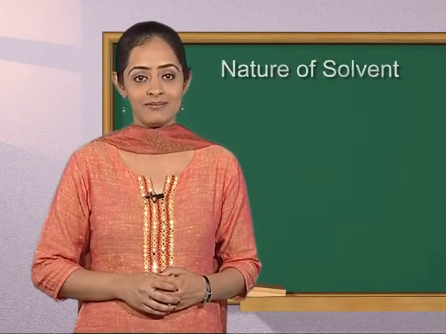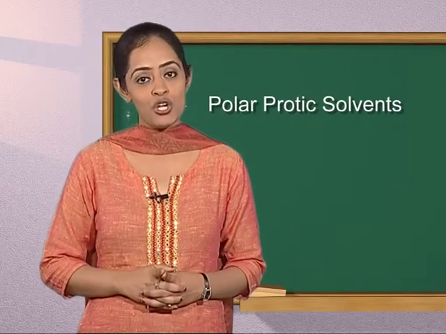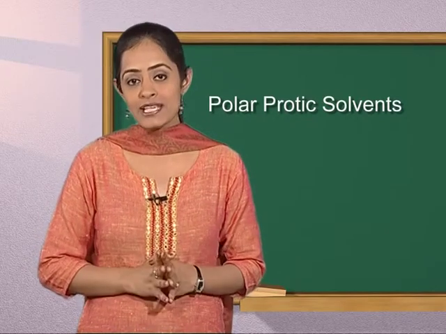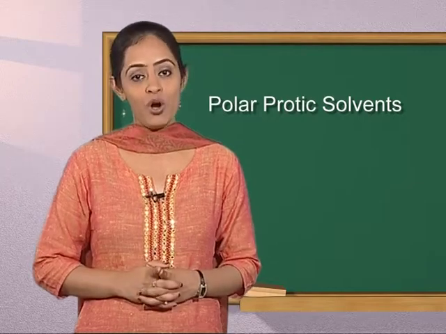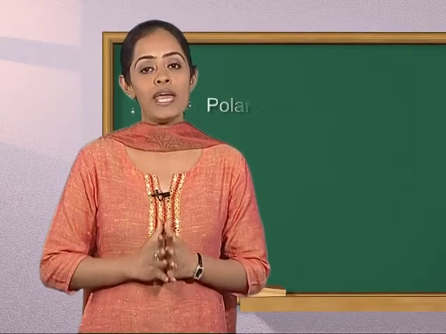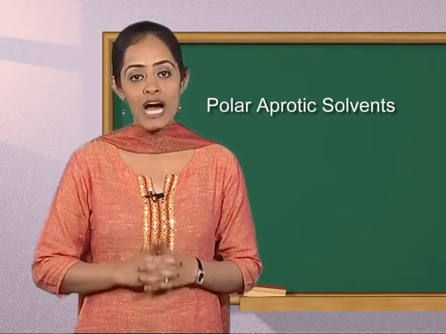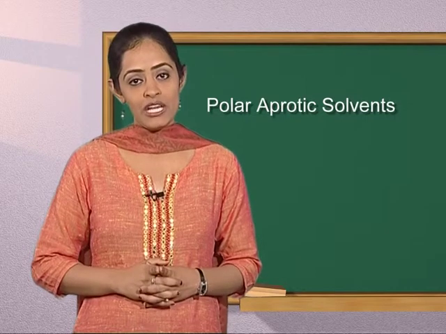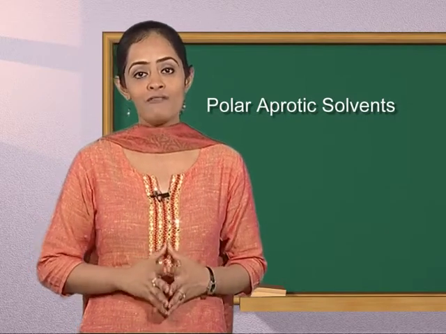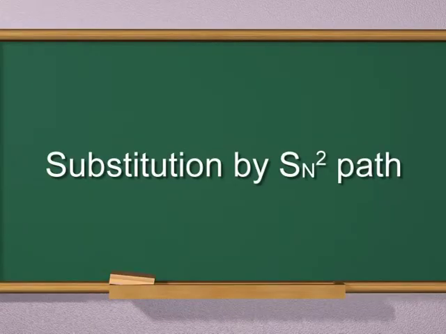Let us now consider the nature of solvent. Polar protic solvents have high dielectric constant, which helps in heterolysis of carbon-halogen bond. Always favor SN1 reactions. Polar aprotic solvents, which can effectively solvate only cation of nucleophilic reagent, increase nucleophilicity of attacking nucleophile and favor substitution by SN2 path.